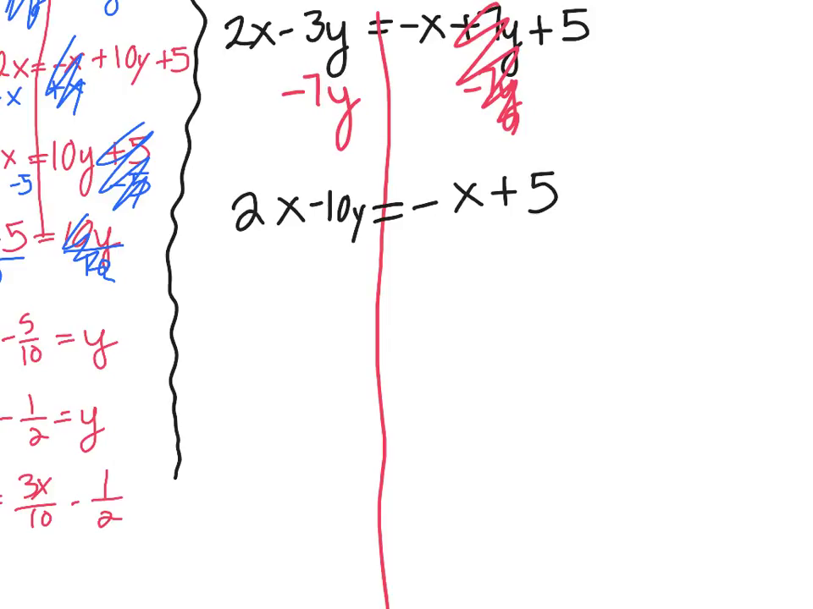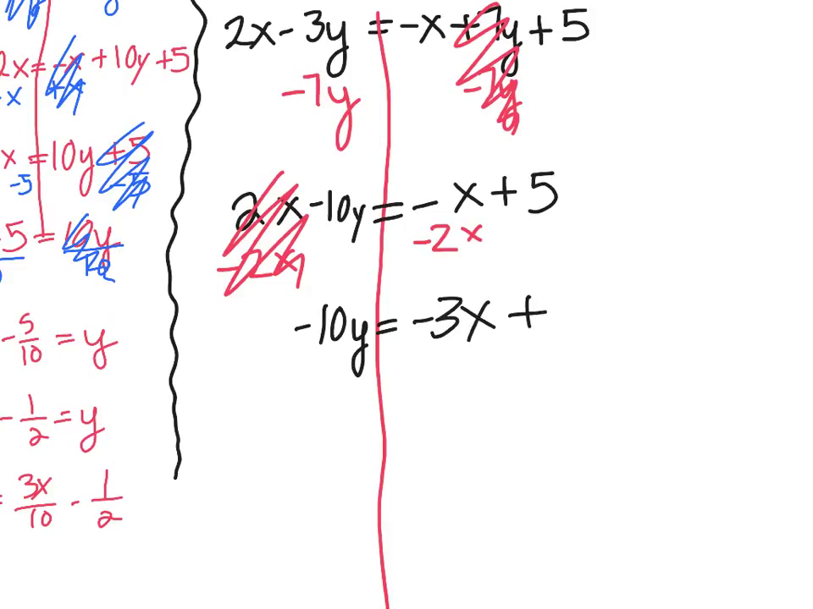Now let's get the x terms together. So I'm going to subtract 2x from both sides. This cancels out. We have negative 10 times y on this side and negative 3x plus 5 on this side. Now we're almost there. The opposite of multiplying y by negative 10 is to divide it by negative 10. So we divide both sides by negative 10.